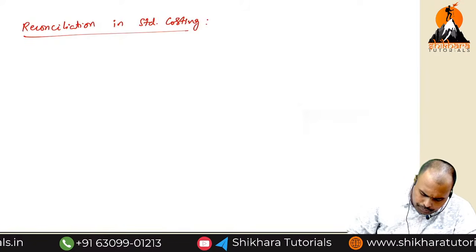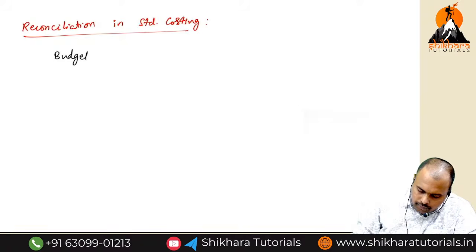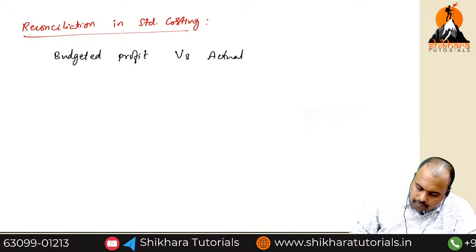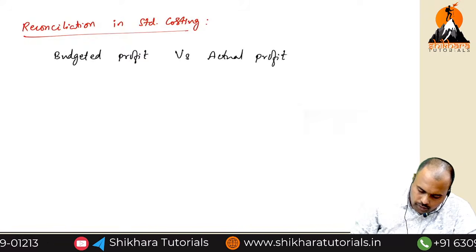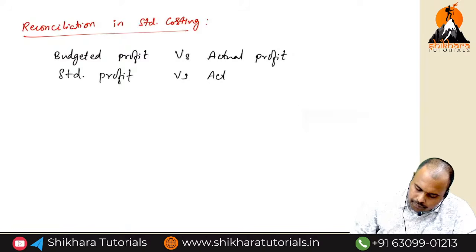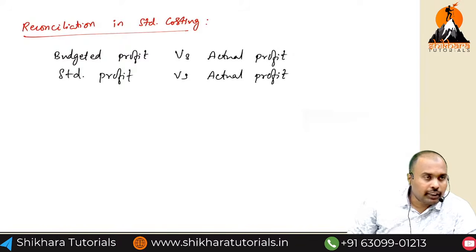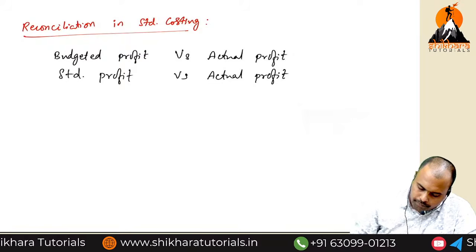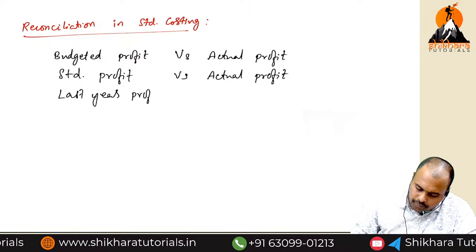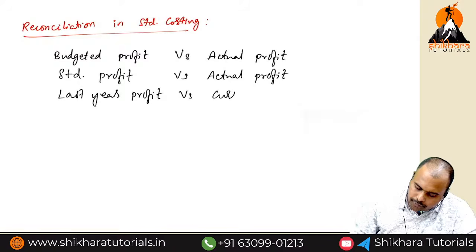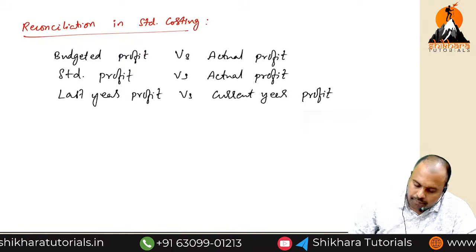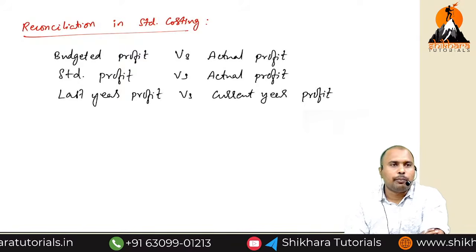I have to compare budgeted profit versus actual profit, or standard profit versus actual profit, or last year profit versus current year profit. Clear? These are the 3 things which I am supposed to compare.